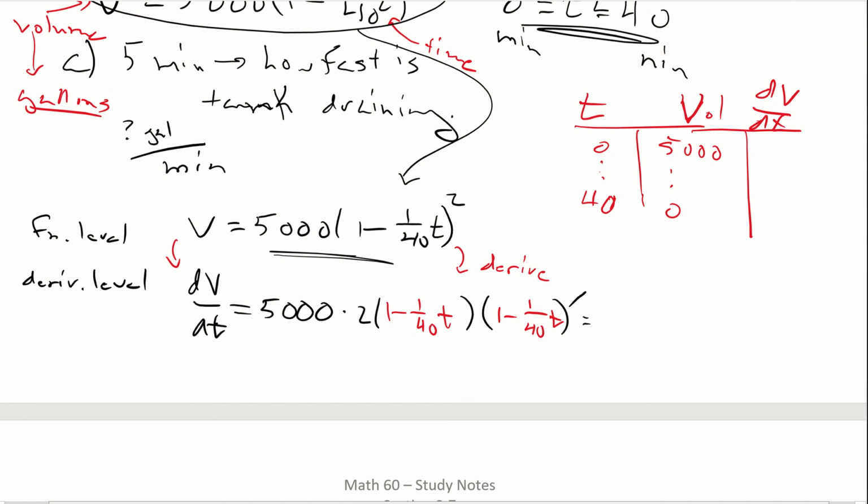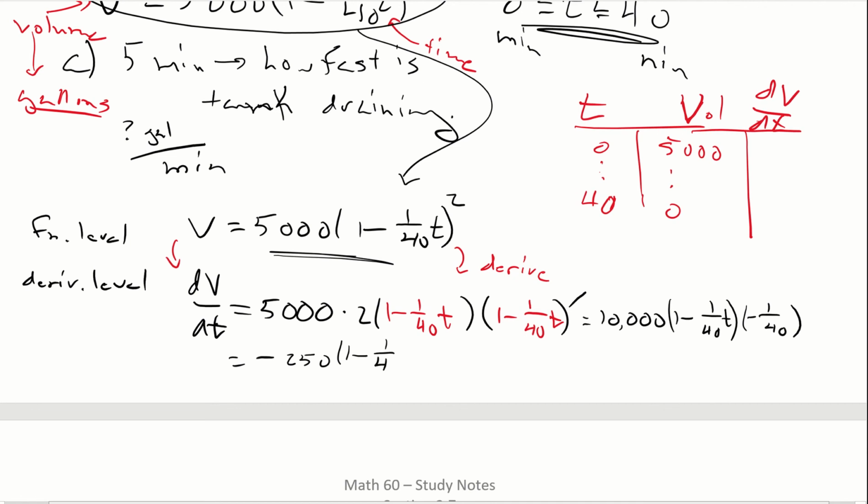So in this case, we're getting 10,000 times 1 minus 1/40 t to the 1, and then the derivative here is, guess what? It's a 0 minus 1/40th. It's minus 1/40th. So if I want to calculate that, I've got a negative, and that's going to be 250 times 1 minus 1/40th t. Okay, that's your dV/dt.